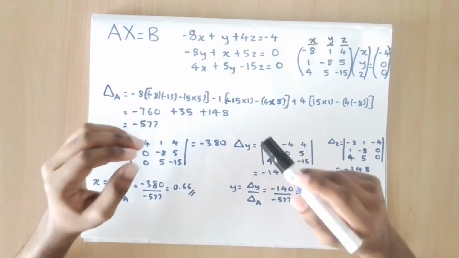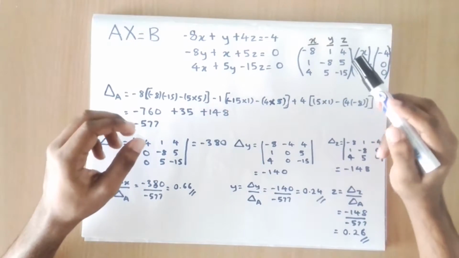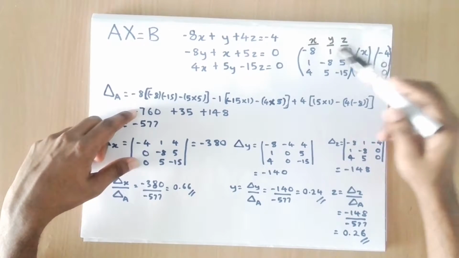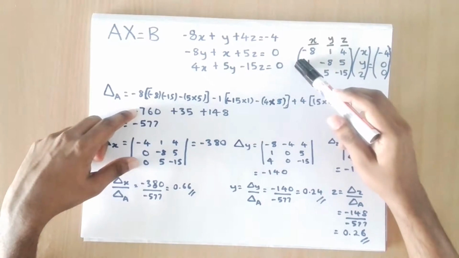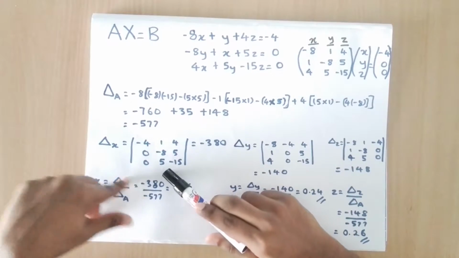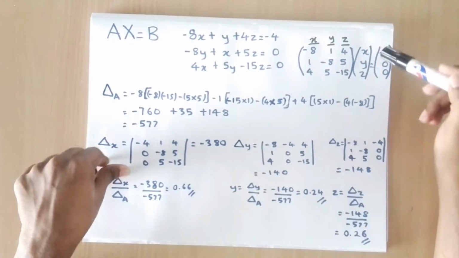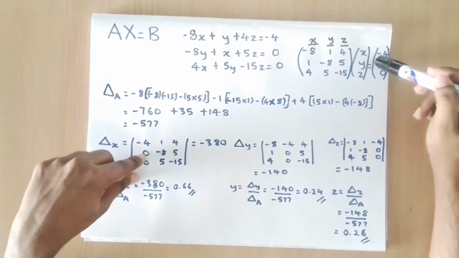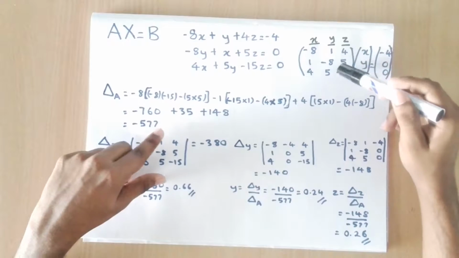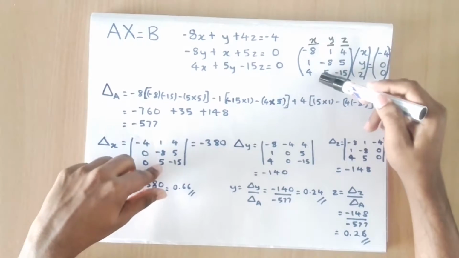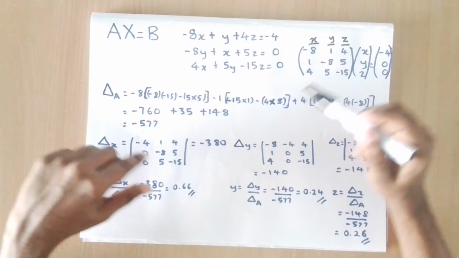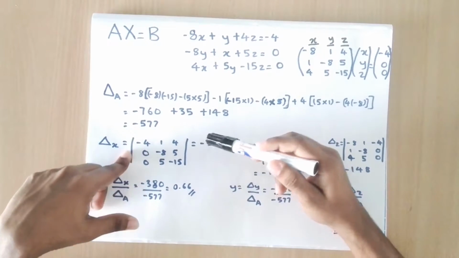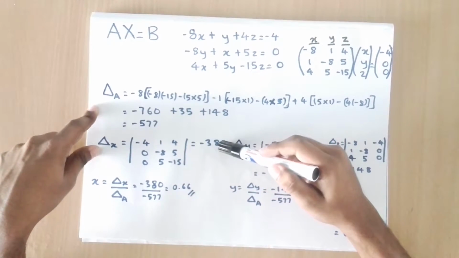Now if we want to find the value of x, we replace the column of coefficients of x with the matrix of constants and we find the determinant of that matrix. So this matrix delta x will be equal to, this column will be replaced with this minus 4, 0, 0. Then the other elements will be the same, 1, minus 8, 5, 4, 5, negative 15. So then we find the determinant of this 3 by 3 matrix and we get negative 380.